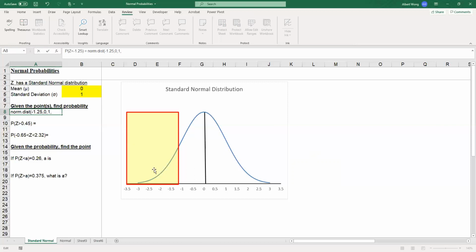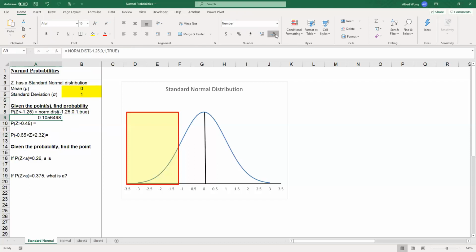And because we're finding the area, not the value at negative 1.25, we're going to put in the parameter 2. So in order for us to calculate this probability, all we have to do is enter this function: norm.dist, negative 1.25, the mean is equal to 0, standard deviation is equal to 1, and 2. So now let's calculate this. I'm going to copy this, and then we can calculate the value here. Let's format this a little bit better. The value that we're looking for is 0.1056.